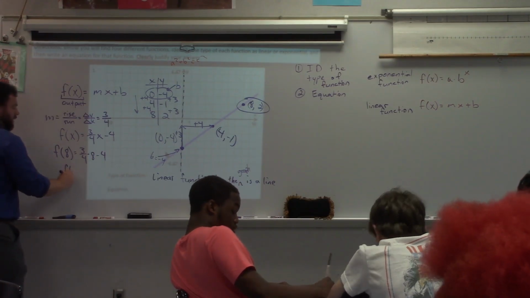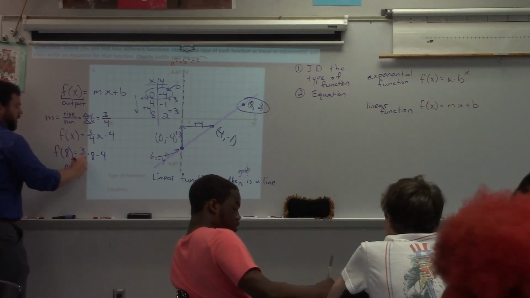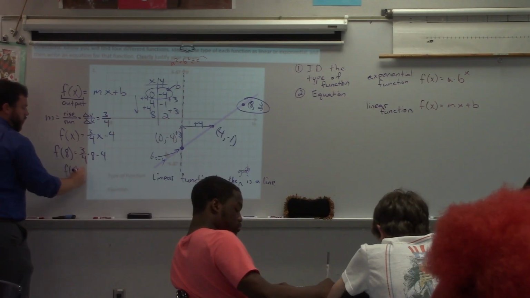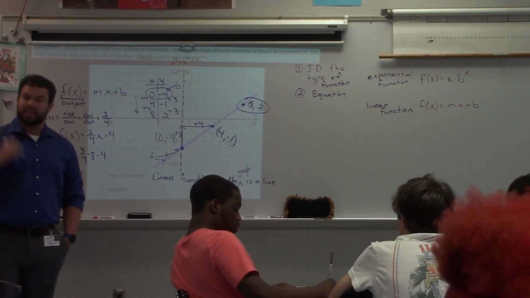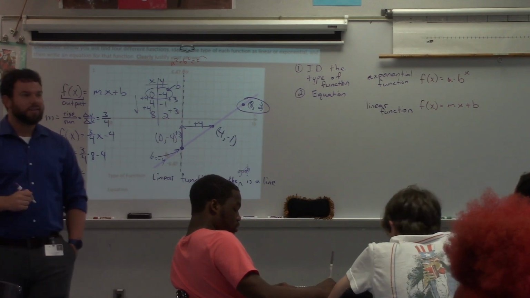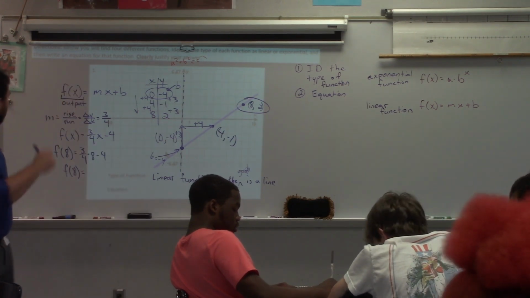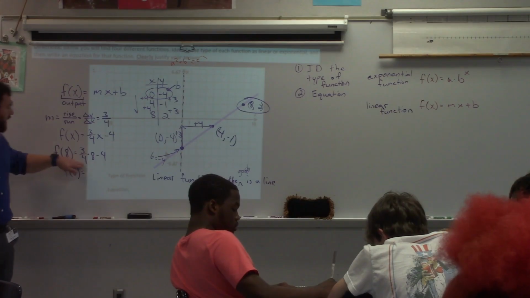And guys, you got calculators. What is 3/4 times 8 minus 4? That's a lot of calculator work. Let the calculator do the work. You said what again? 3/4? 3/4 times 8 minus 4.